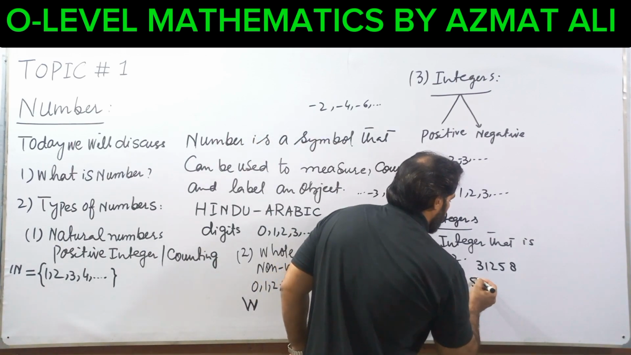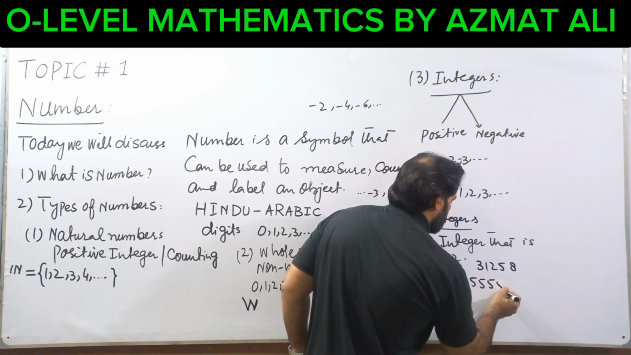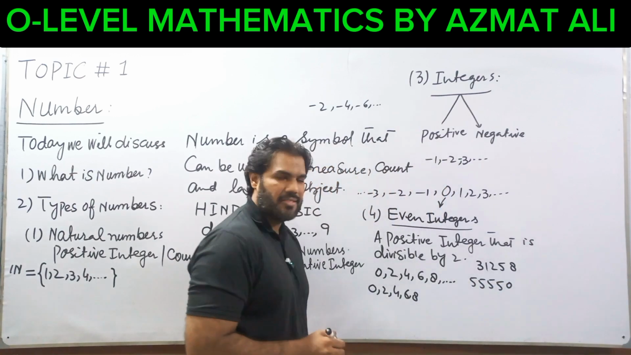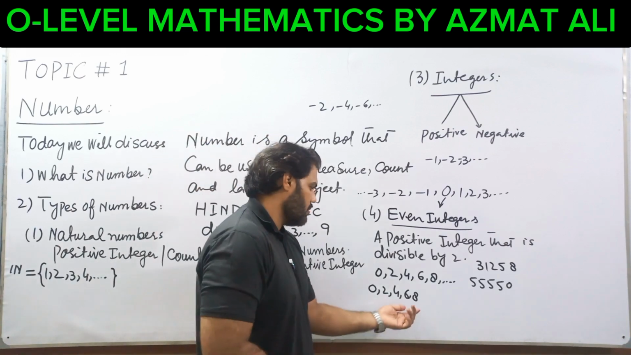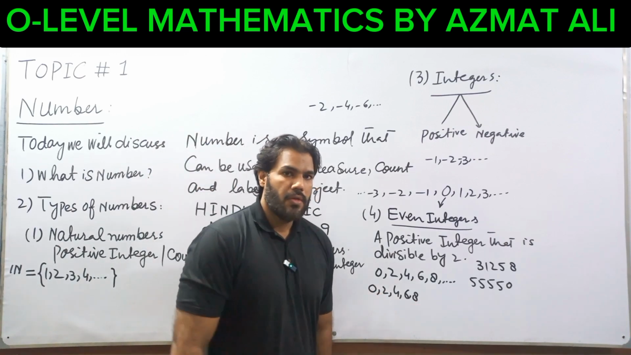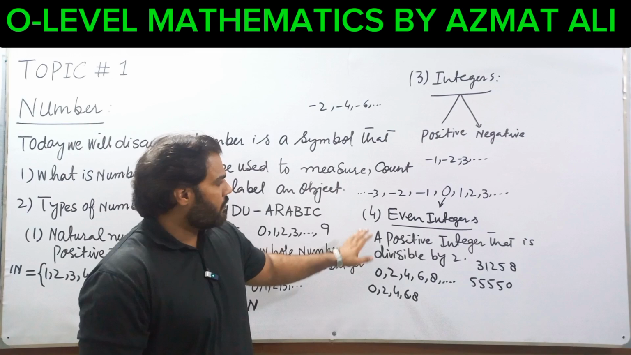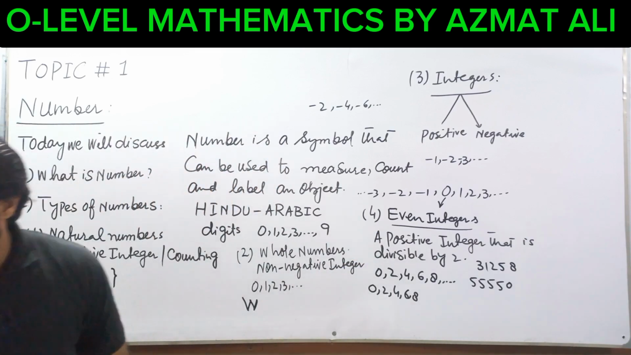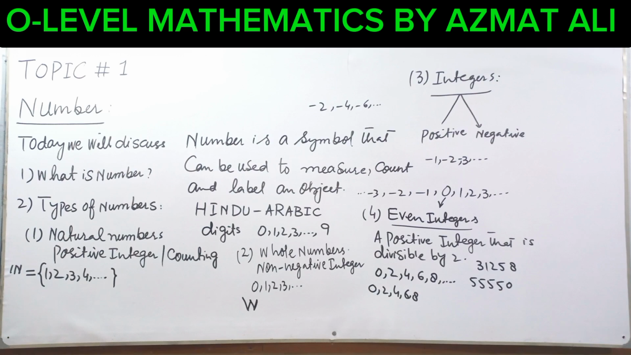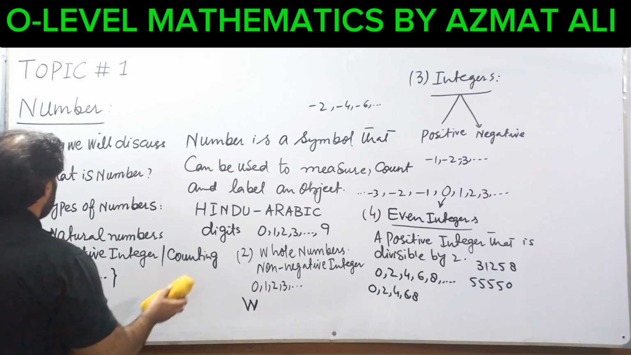Again, 5, 5, 5, 5, 0. Whether this is even or odd, this is also even, because the last digit is 0 and 0 is among these. Next we move to define what odd integers are. What is an odd integer?